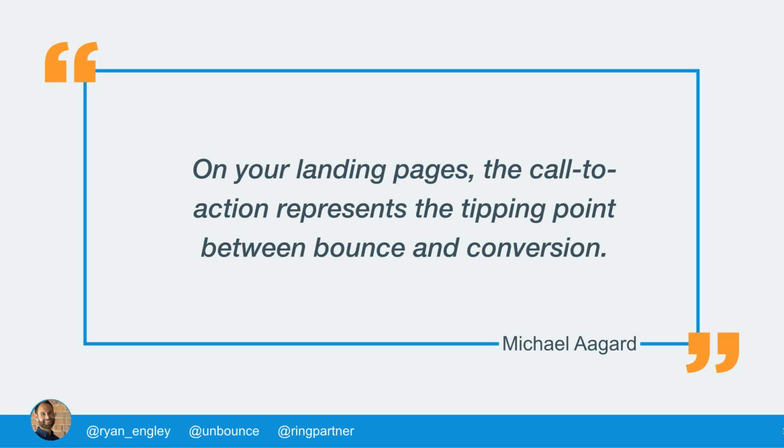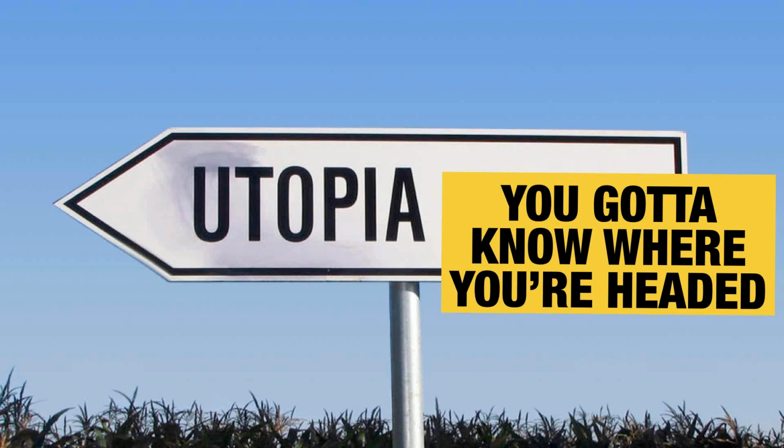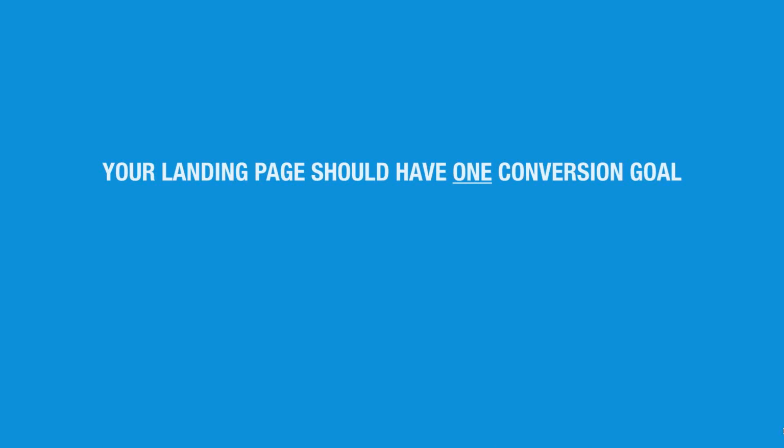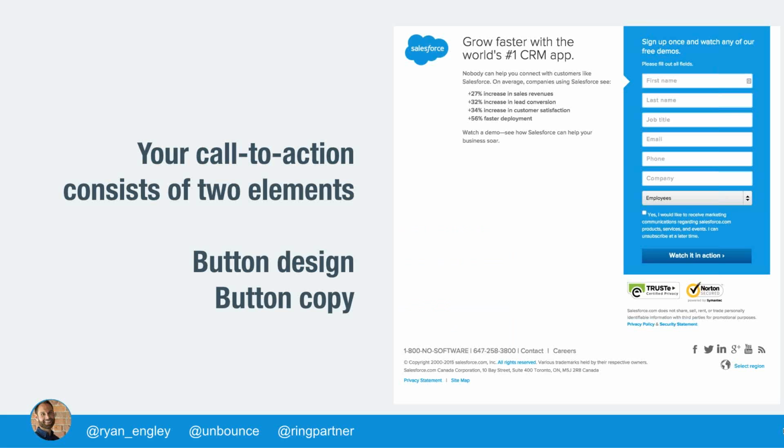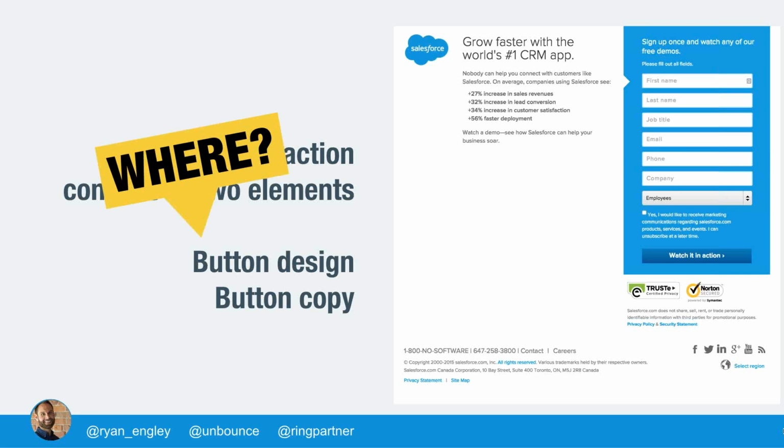So the one thing with your call to action is you've got to know where you're headed. You should have a very, very clear goal for your landing pages. Your landing page should have one conversion goal, and it doesn't matter whether it is a click-through button for a purchase, lead gen, or a phone call. Your landing page will always have one conversion goal. And ultimately, your call to action will have two elements: button design and button copy.